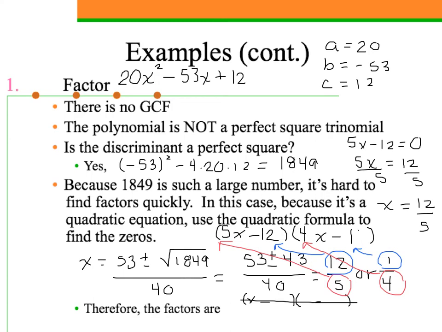If you FOIL that, 5x times 4x is 20x squared. 5x times -1 is -5x. -12 times 4x is -48x. And -5x and -48x add up to -53x. And then -12 times -1 is +12. So it does work.